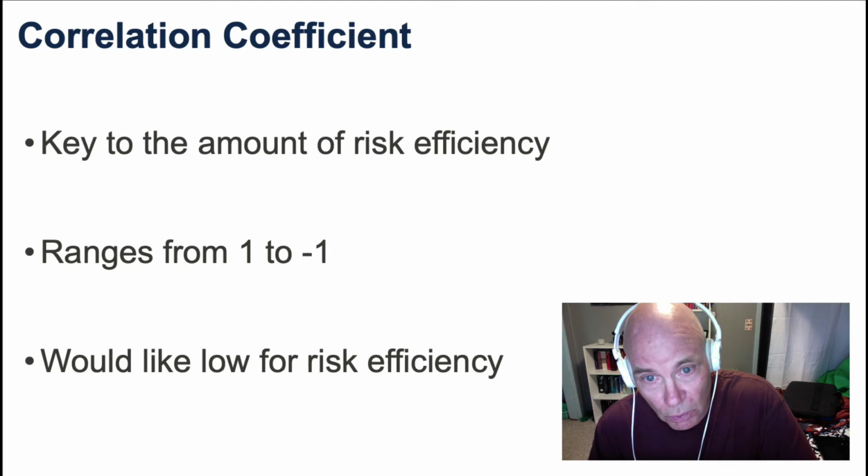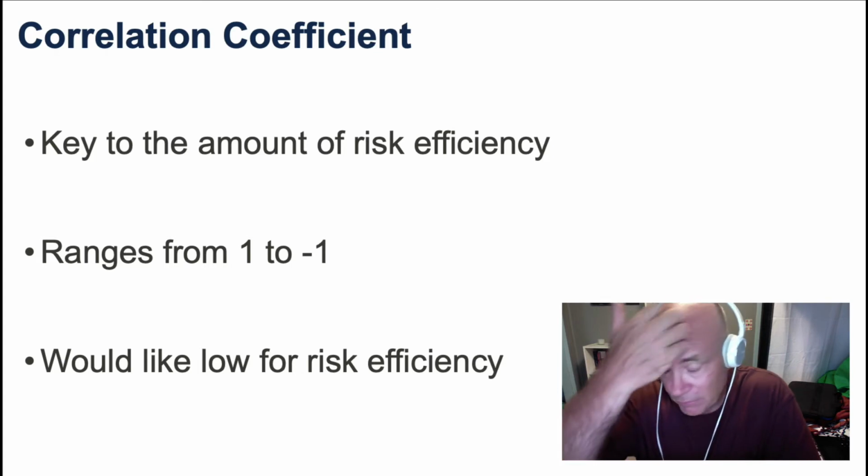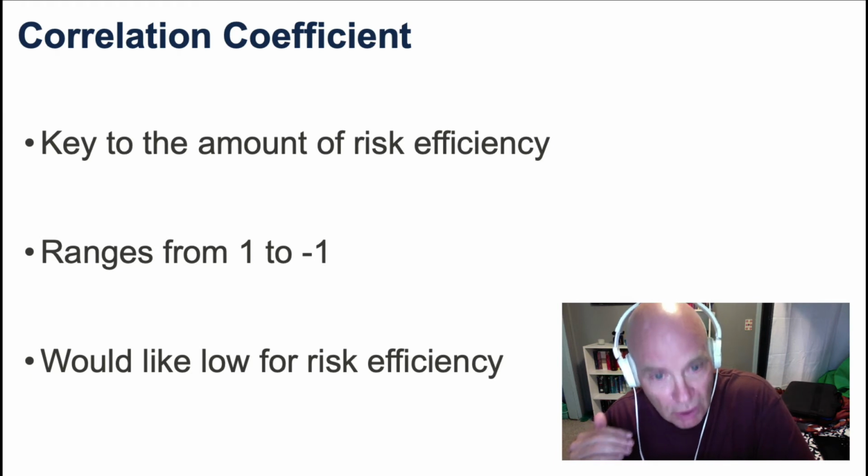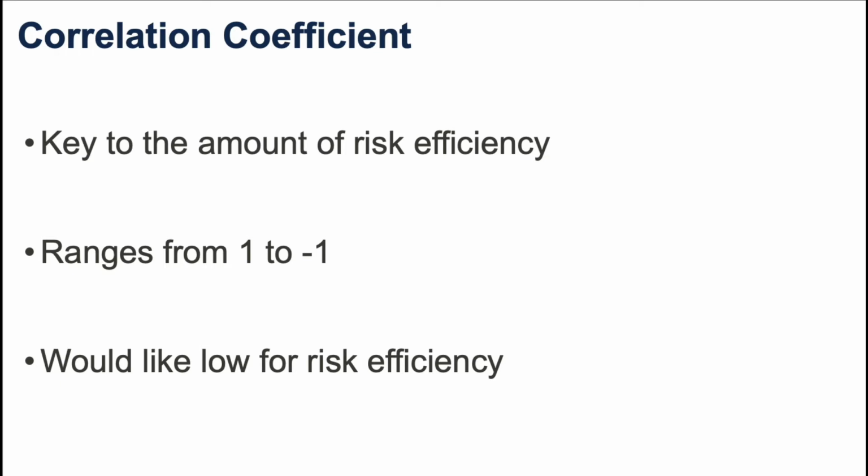The further away from one the correlation coefficient is between two assets, the more risk diversification, the more risk efficiency, we will get between those two assets. Again, that correlation coefficient can range from 1 to -1.